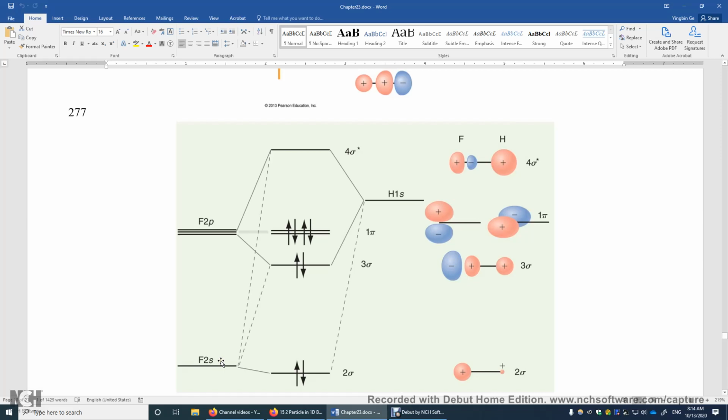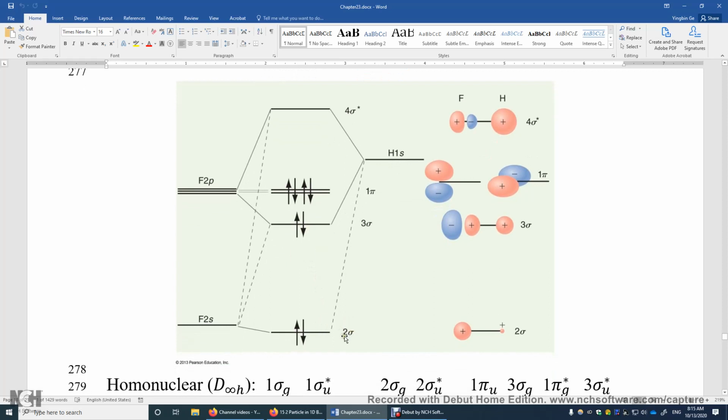If the energy difference between two AOs is significant, they do not interact with each other, even if their symmetry matches. So in this case, they do not really interact with each other. Or maybe there is a very small, negligible interaction. This interaction can bump this down a little bit, and then bump this 3 sigma up a little bit.